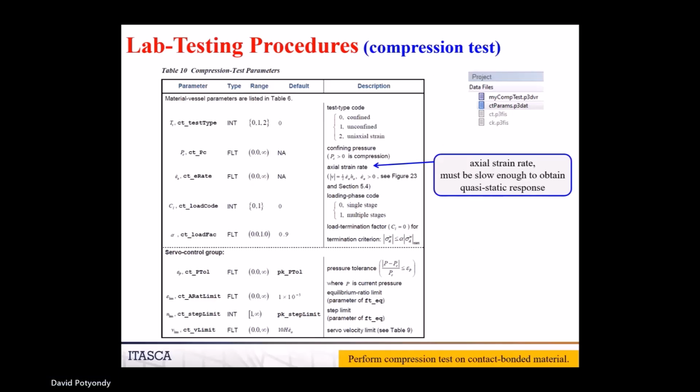So there are parameters to control the compression test. Here, test type: is it a confined test? Is it an unconfined test? Is it a uniaxial strain test? Here's the initial confining pressure. Here's the axial strain rate. And I can't stress enough how important it is to make sure that you're getting a quasi-static response.